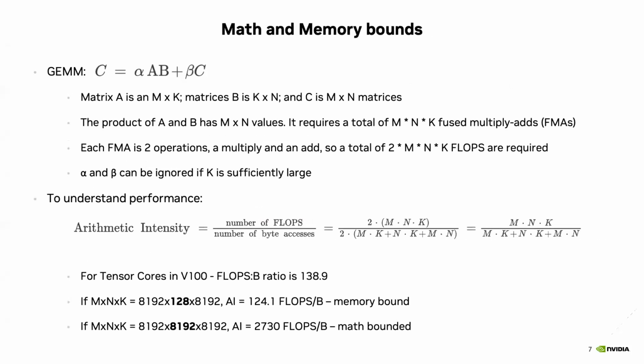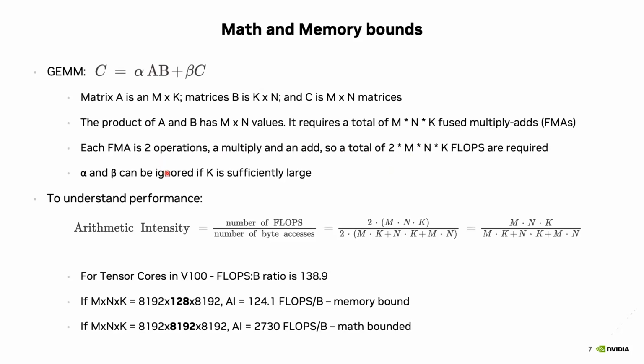Now there is a quick example here with dimensions. If we assume A is M times K, and B is K times N, then C is going to be M times N. The dot product here will result in M times N times K fused multiply-adds. Or if I want to do this in flops, I will need to multiply by 2, right? Because multiply and add are two separate operations. And if my K is large, then I can ignore alpha and beta.